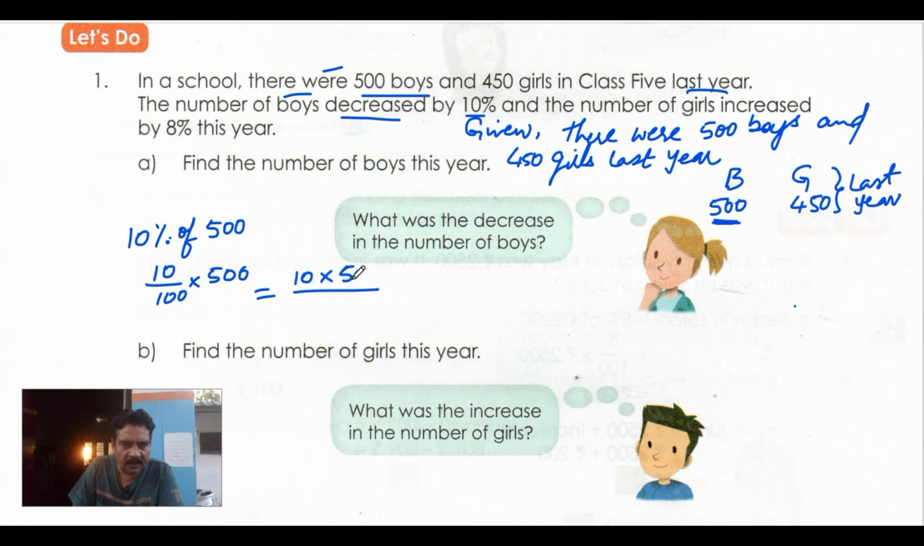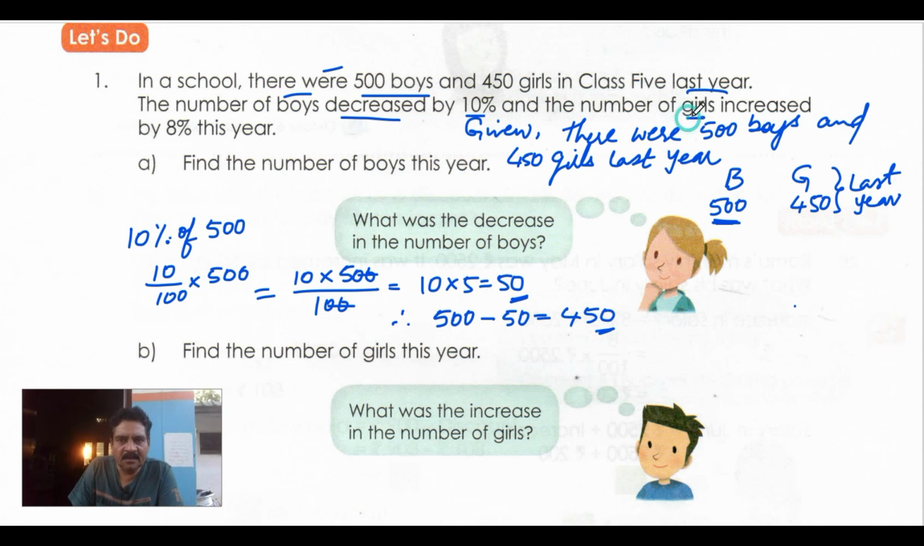10 into 500 by 100. Now these two zeros and these two zeros cancel. 10 into 5 is equal to 50. So how many boys decreased? 50 decreased. Total boys were how much? 500 last year, minus 10% is your 50. So now the number of boys are how much? 450. 450 boys are there at present.